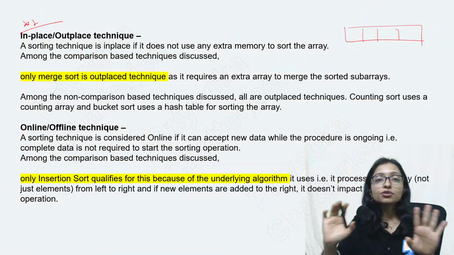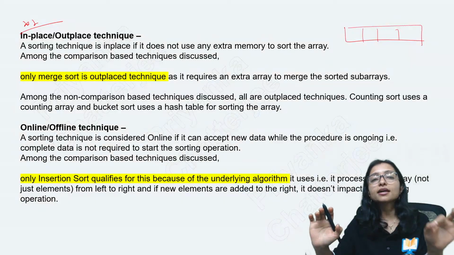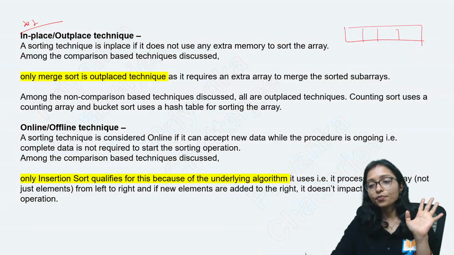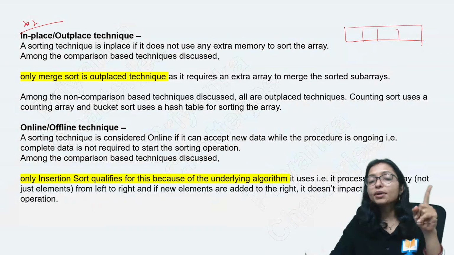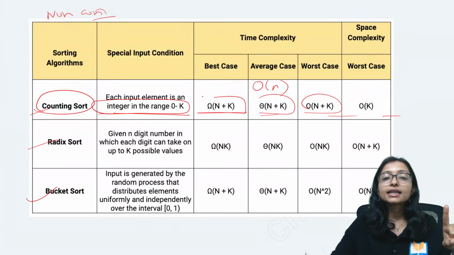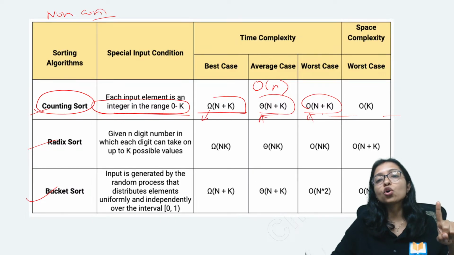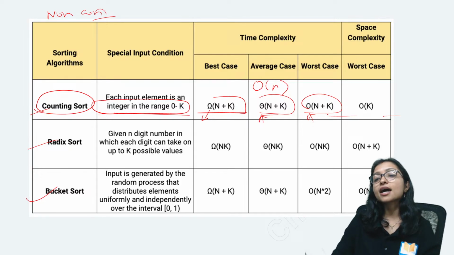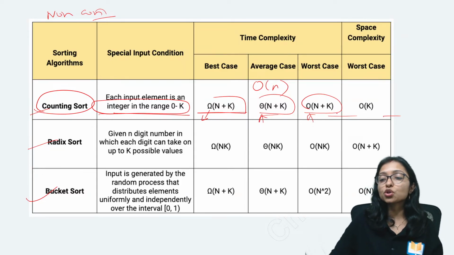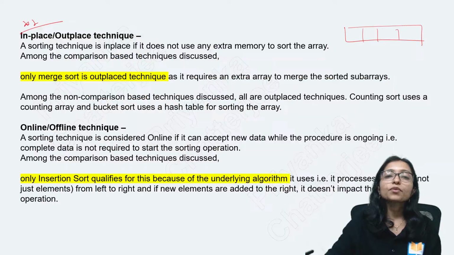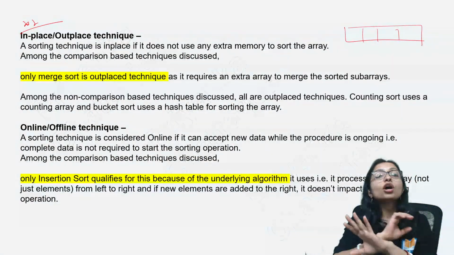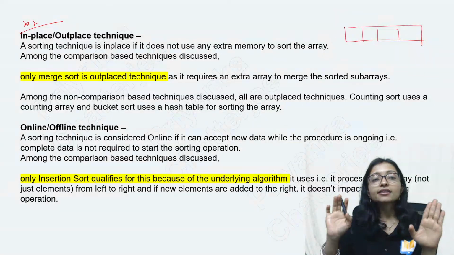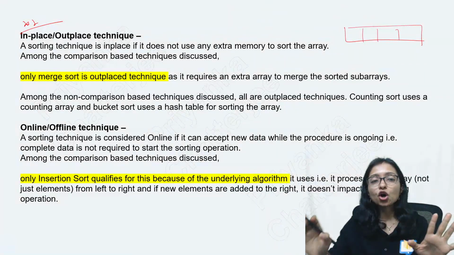If you are not using any extra array, those algorithms are in place algorithms. Theta means average, omega means best case, and big O means worst case. These are the notations, and notations are also very important. In place means that you are not using any extra array at the time of doing sort.